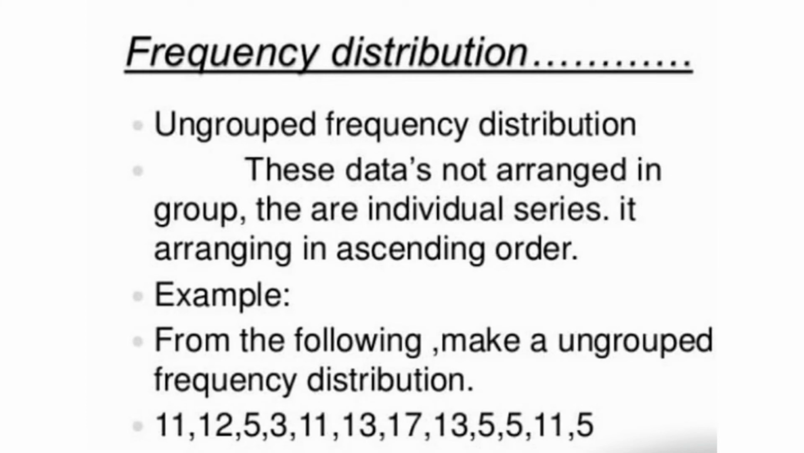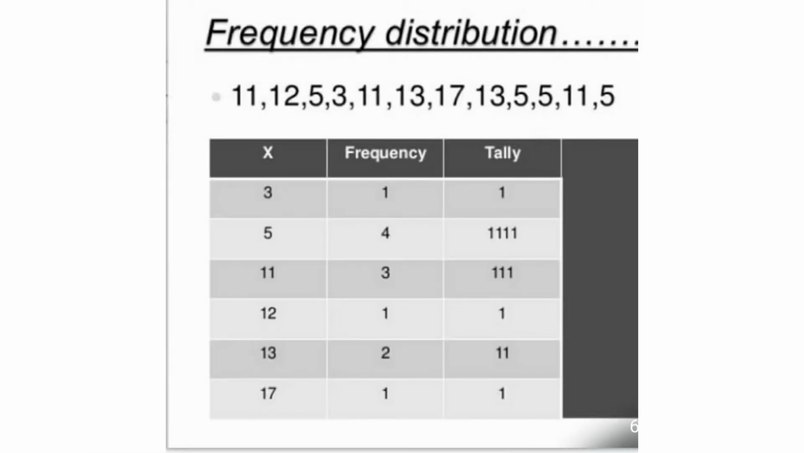Next is frequency distribution for ungrouped data. You will not group the data, but individually you will see how many times each number has been repeated. For example, in the given data 11, 12, 5, 3, 11, 13, 17, 13, 5, 5, 11, 5, write each number in ascending order. First 3, next highest number is 5, next is 11, next is 12, next is 13, and the last number is 17.